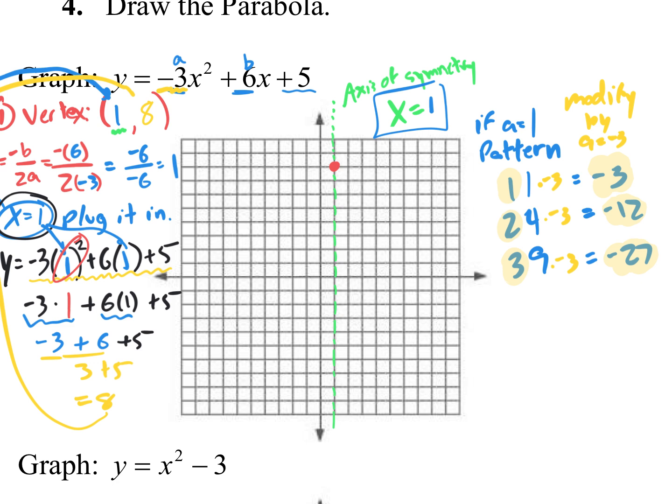Check it out. From the vertex, if the a value was 1, I'd go 1 over 1 up and put a dot right here. But it's not a value of 1. It's an a value of negative 3. So I'm going to go 1 over and 3 down, 1, 2, 3 down, and put a dot right here. Everybody please put a dot right there. And then you go back to the vertex, and you're going to go 2 over and 12 down, 1, 2, 3, 4, 5, 6, 7, 8, 9, 10, 11, 12. You're going to put a dot right there.